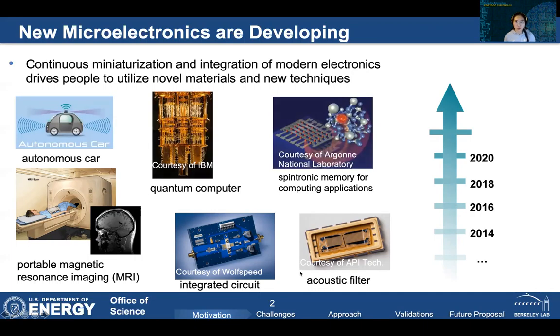We keep miniaturizing the geometric dimensions, and integrating all kinds of functions into one system. The trends include autonomous cars, spintronic memory for computing applications. More remarkably, quantum computing, quantum information science is switching the paradigm completely. With all this, the challenges on the modeling side are getting bigger and bigger, as well as the experimental challenge. Different dynamic systems start affecting each other significantly in one device, and they all dominate the performance.